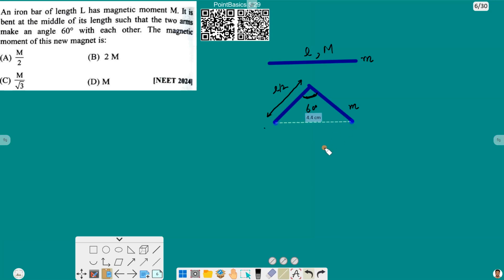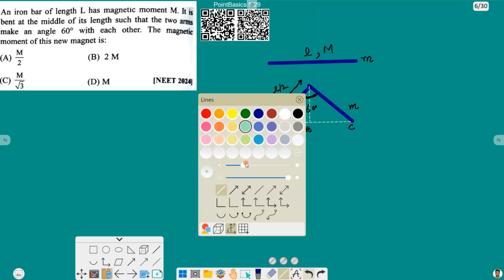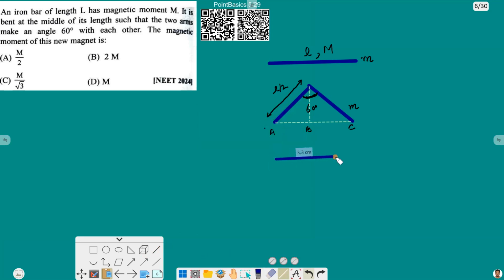If we can find this length AC, then this whole magnet can be represented by a magnet having length equal to AC. So this will be a magnet with length equal to AC. So we have to find the value of AC, and pole strength we know that it is m.